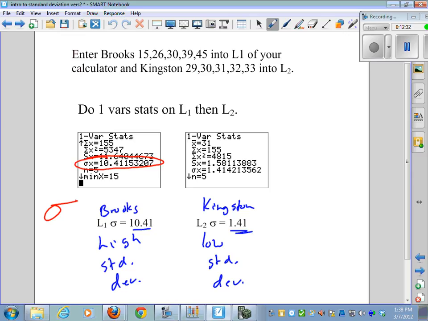Do you understand what I'm talking about when I say standard deviation? What is the definition of the standard deviation? It's a measure of the spread-outness. That's all it is. It's a number that tells you how consistent the data is. And I'm going to give you some more examples.